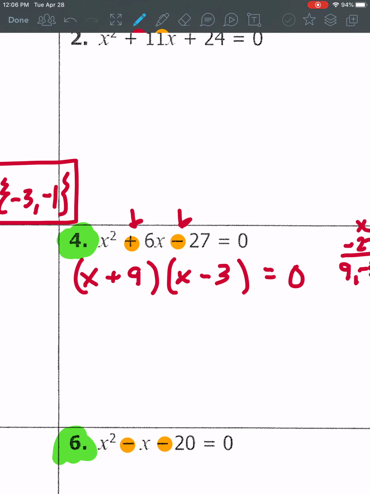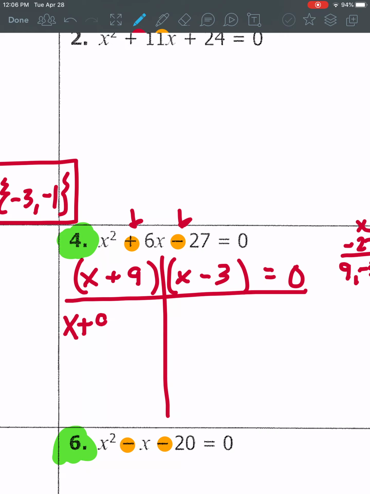Again, I check that in my head. X squared minus 3x plus 9x. That works, and it multiplies to -27. So I'm doing my FOIL. Okay? Set them both equal to 0, and then solve for x.